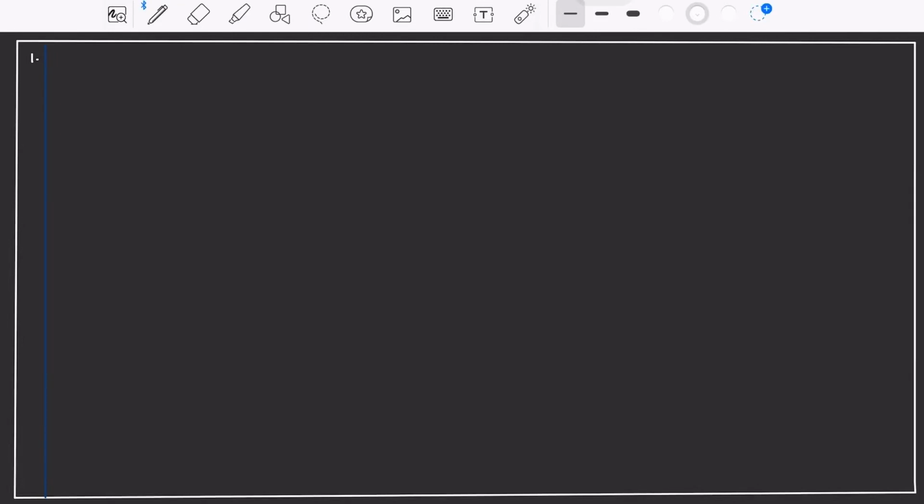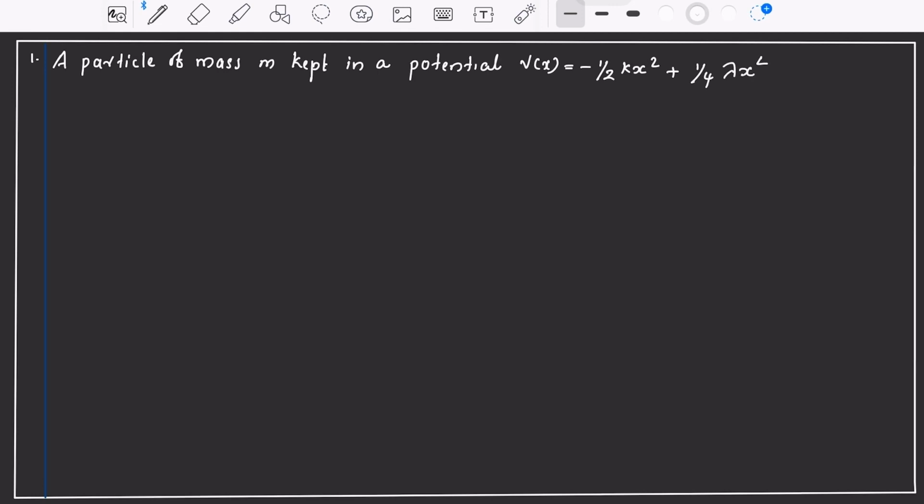Hello everyone. Let us discuss a problem from classical mechanics. The question is, a particle of mass m kept in a potential V of x equal to minus half kx square plus 1 by 4 lambda x raised to 4, where lambda, k are positive constants.